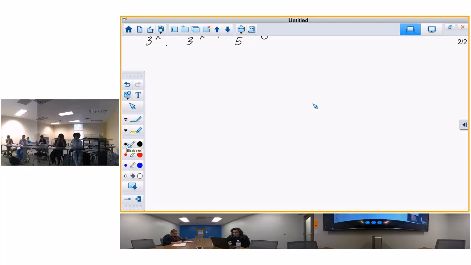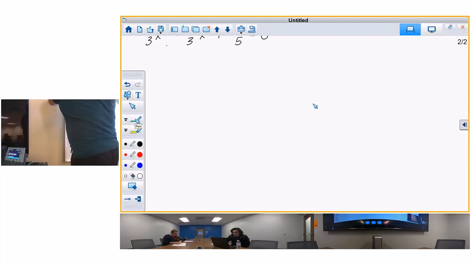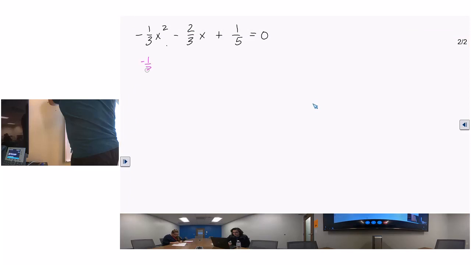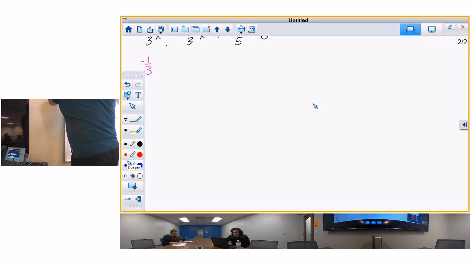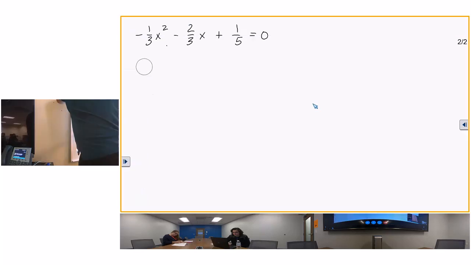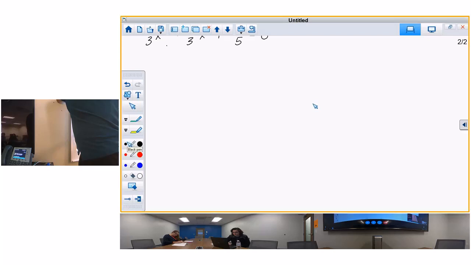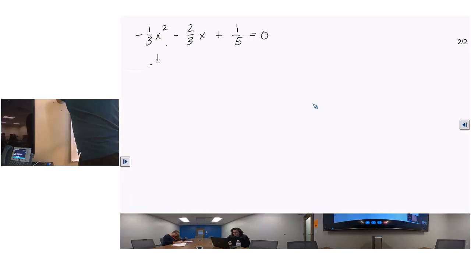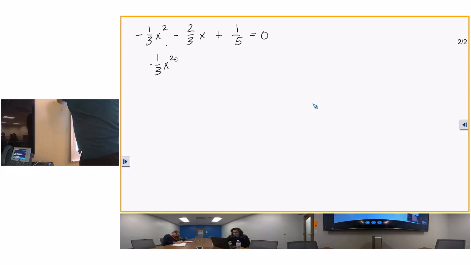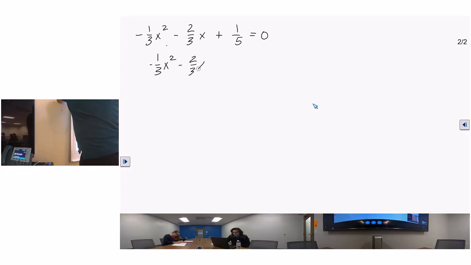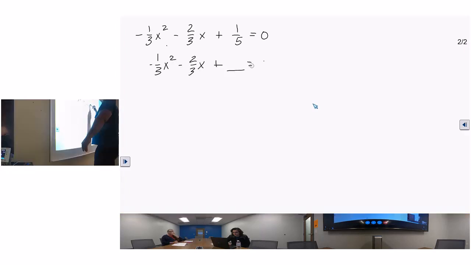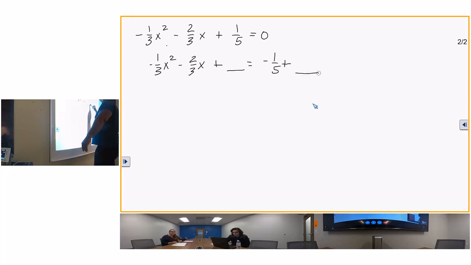Because you are factoring out. I'm going to take negative 1/3 and factor it out. See, I know the steps. Oh, wait a minute, I've got to move everything first. Negative 1/3 x squared minus 2/3 x plus blank is equal to negative 1/5 plus blank. Okay, that's my contribution. Y'all do the rest.